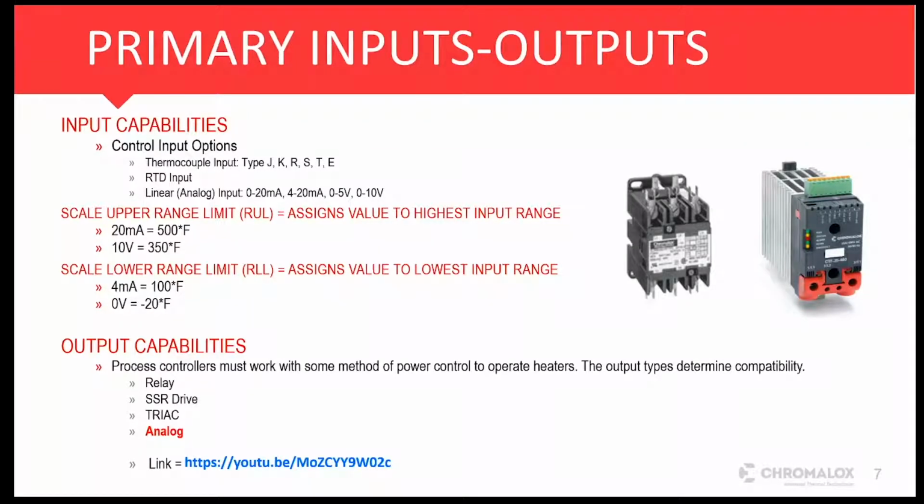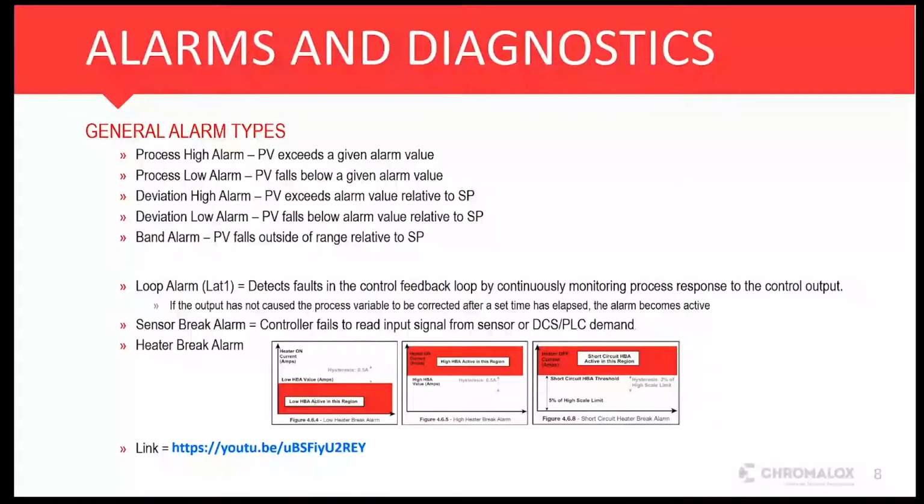Well, at 20 milliamps, we're running at the high temp. At 4 milliamps, we're running at the low temp. And that's driving your demand. And that's where we get into your controllers, your contactors, your SCRs, and how the controller interacts with those. And then your output capability is how you set that.